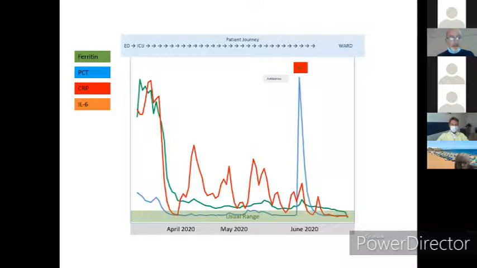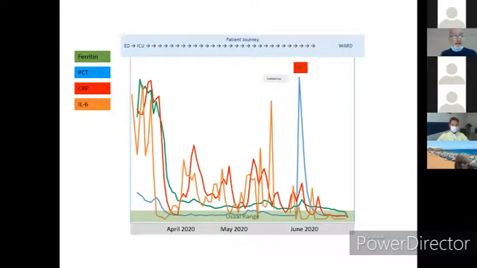His IL-6 is showing there. Again, it parallels the ferritin and the CRP. Lots of sawtoothing going on, extra peaks. But curiously, the IL-6 peaks look like they're a bit earlier than the CRP peaks. They're happening earlier, maybe a bit of earlier warning there.